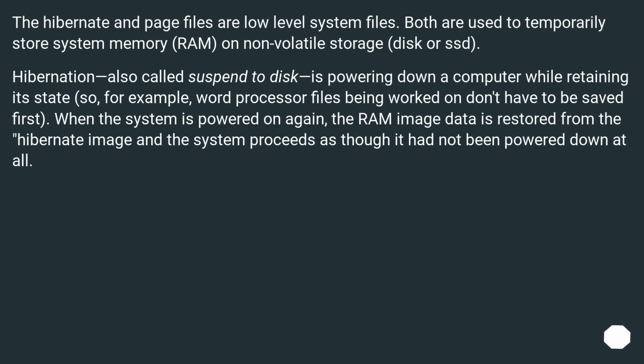The Hibernate and Page files are low-level system files. Both are used to temporarily store system memory, RAM, on non-volatile storage, disk or SSD. Hibernation, also called suspended disk, is powering down a computer while retaining its state, so, for example, word processor files being worked on don't have to be saved first. When the system is powered on again, the RAM image data is restored from the Hibernate image and the system proceeds as though it had not been powered down at all.